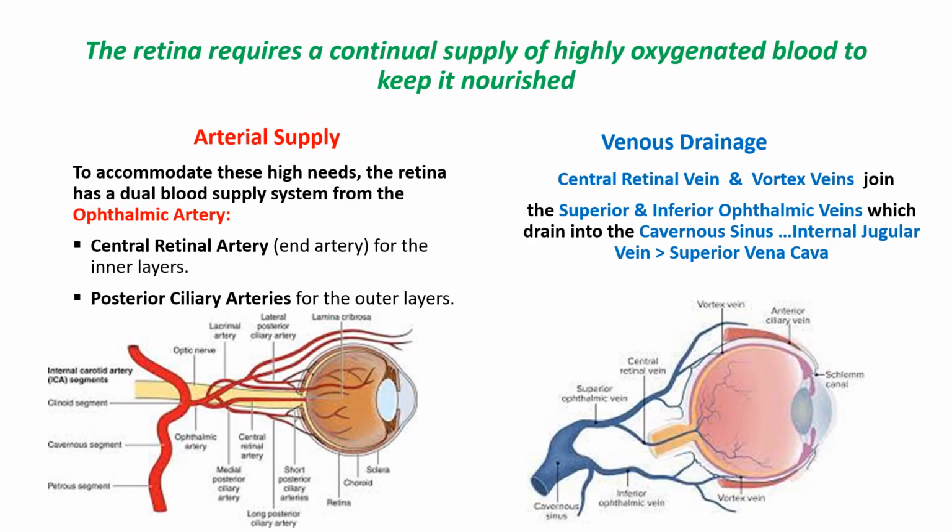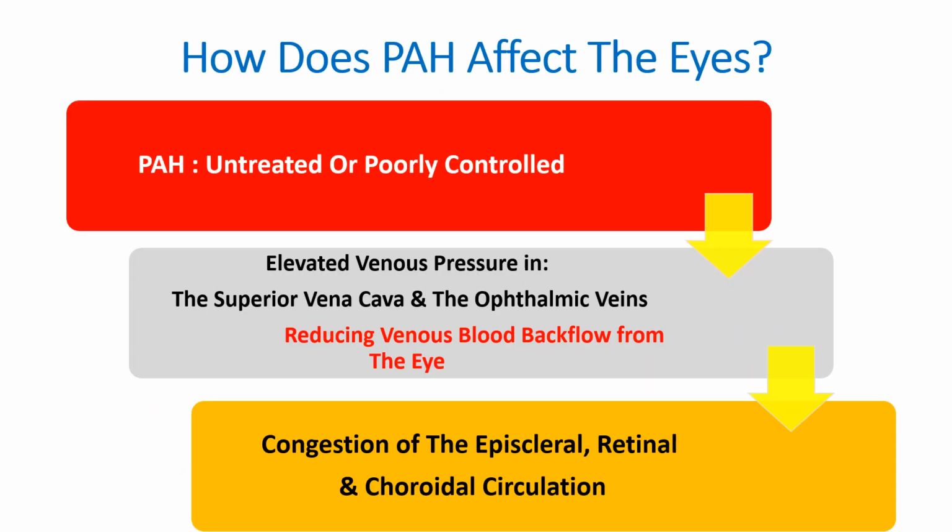The retina requires a continuous blood supply of highly oxygenated blood to keep it nourished, and this comes through a complex blood supply. The arterial blood supply is mainly through the ophthalmic artery, which gives the central retinal artery, an end artery that supplies the inner layers of the retina, and the posterior ciliary arteries supply the choroid and the outer layers of the retina. The venous drainage is through the central retinal vein and the vortex veins, which join the superior and inferior ophthalmic veins that drain into the cavernous sinus and ultimately to the internal jugular vein and the superior vena cava.